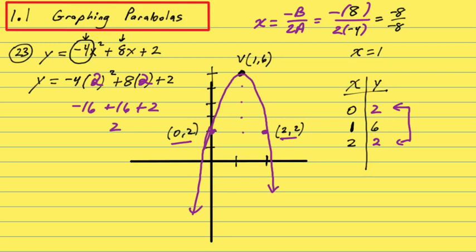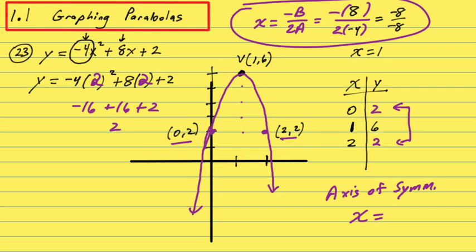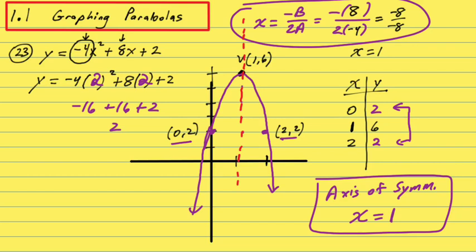I believe they might also ask for something called the axis of symmetry. That's always what you get when you do -b over 2a. So the axis of symmetry is the line that you'd fold it on, if they matched up. This right here is x equals 1. It's not part of the parabola, but it's where it is symmetric about.